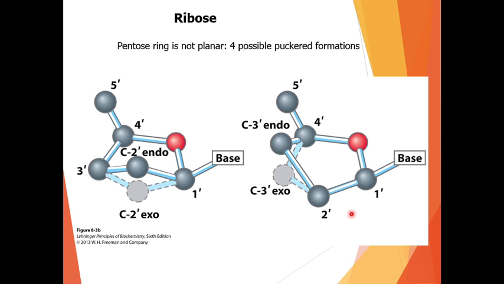In the third case, the C3 carbon could be above the plane of the oxygen, which is C3' endo, or below the plane of the oxygen, which is C3' exo. So these are the 4 possible puckered conformations that are possible for ribose.